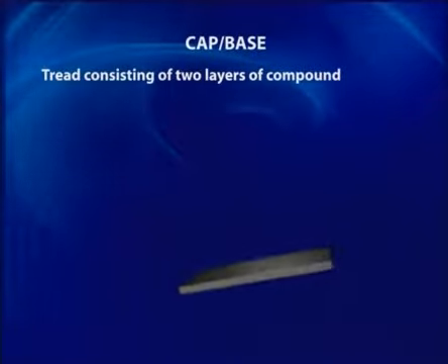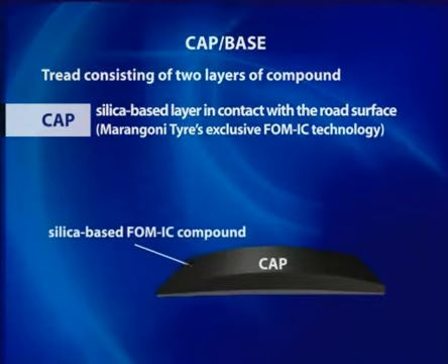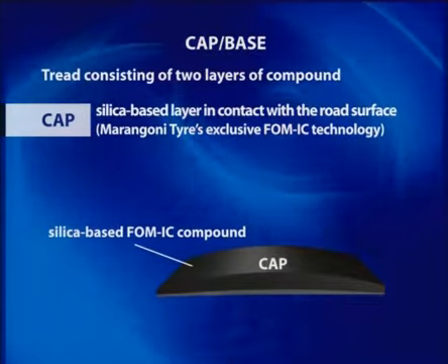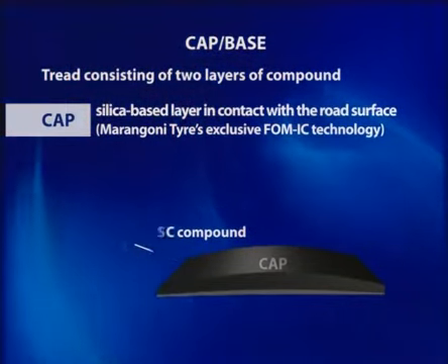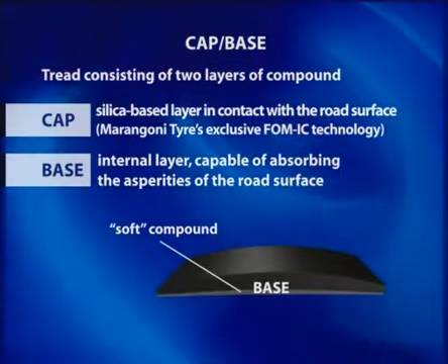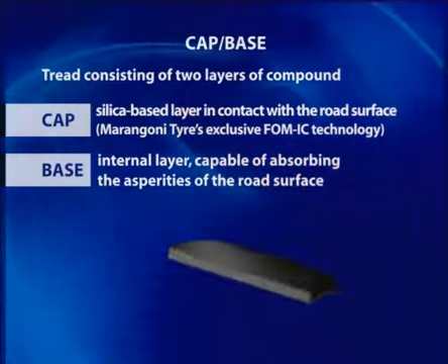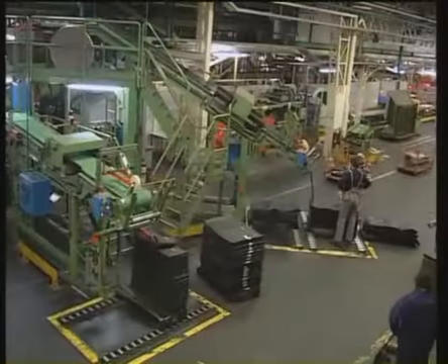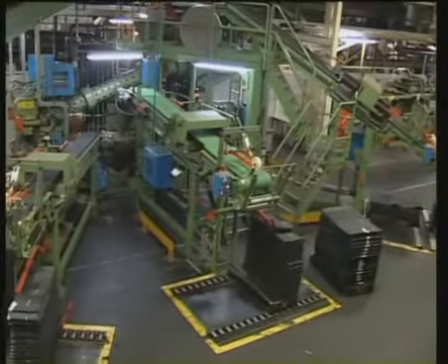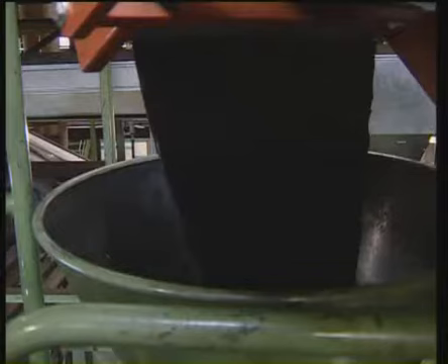The outer layer, the one in contact with the road surface, is made using a special compound formulated uniquely to achieve safety and performance. While the compound used for the inner layer, on the other hand, is optimized to absorb the small irregularities of the road surface to achieve maximum comfort and minimized noise. However, making such a sophisticated structure requires technologically advanced machinery. Marangoni uses an ultra-modern extruder, the Tröster extruder, which allows the simultaneous extrusion of the two different layers, the cap and the base.